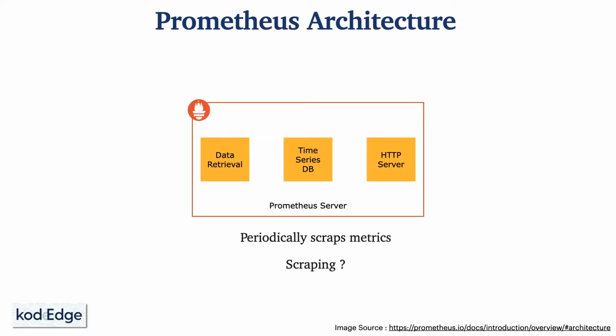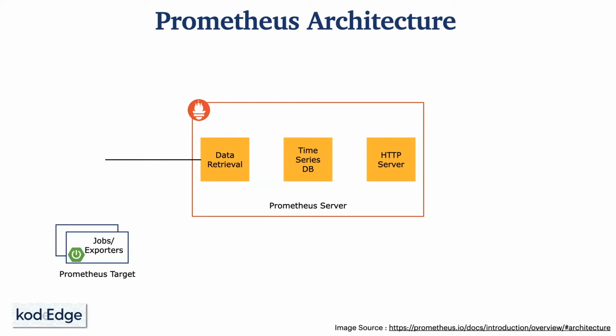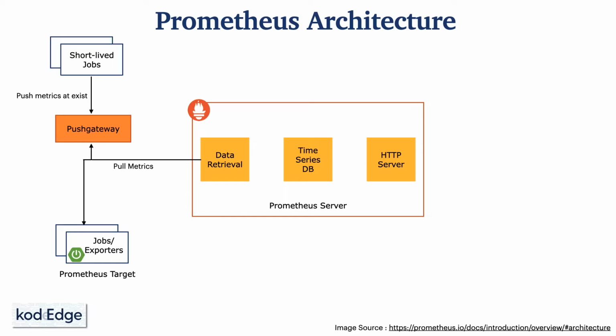So as you see in the diagram, Prometheus server has a three component. The first component is a data retrieval worker. So it scraps and collects metrics from the application and from the short-lived jobs, and it then converts the metrics into time series data and store that metrics into its local time series database.